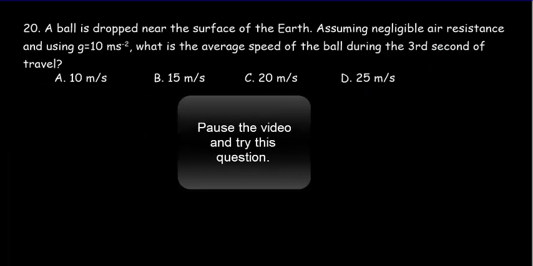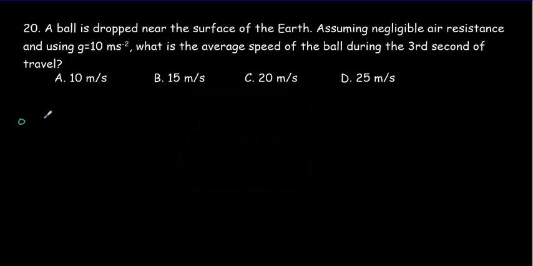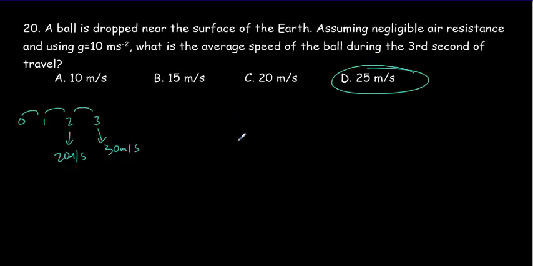Question 20. Pause the video, try the question, come back for the answer. Okay, so the third second is between 2 and 3. Average speed, well, it gains 10 meters per second every second. So it's going 10 meters per second after 1 second, 20 meters per second after 2, and 30 meters per second after 3 seconds. The average speed during the third second would just be halfway between 20 and 30. So it would be 25 meters per second.